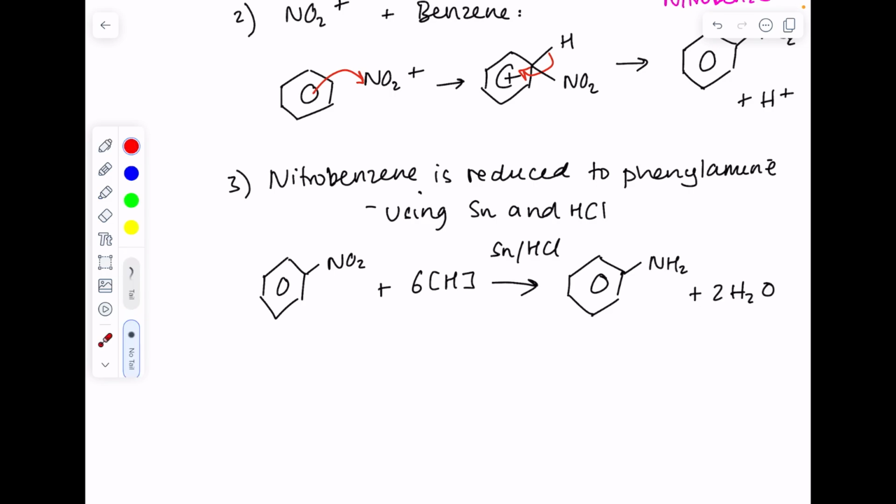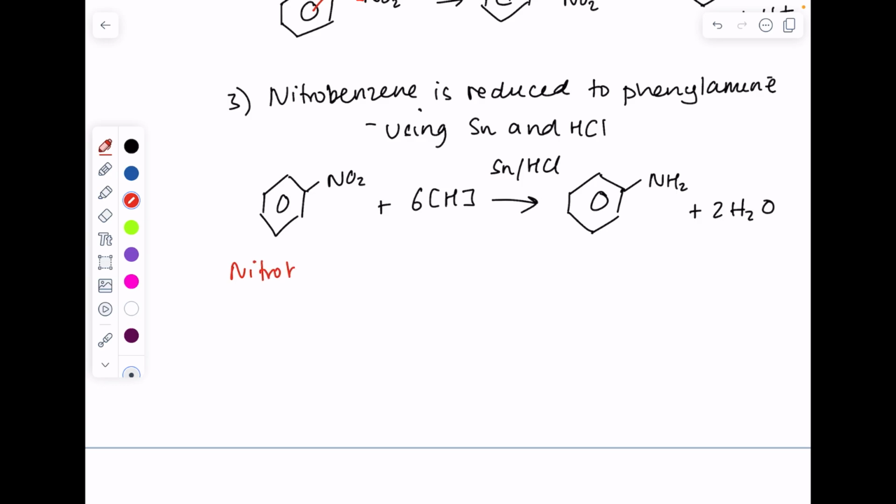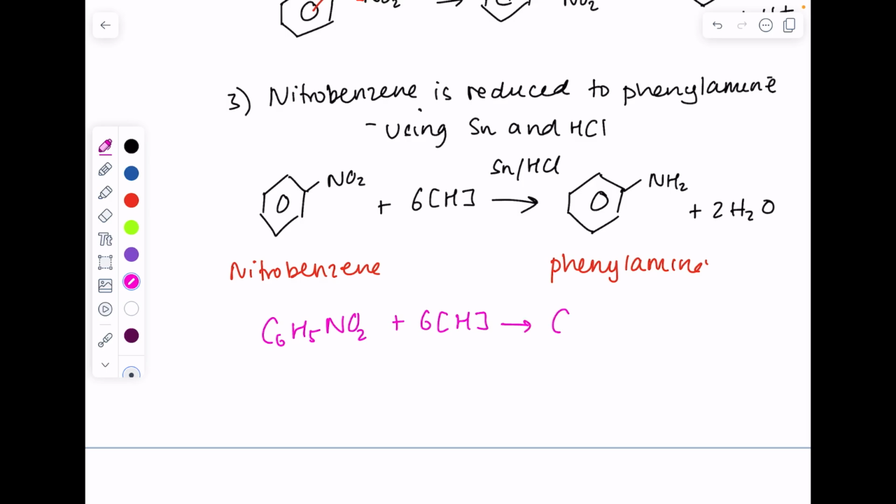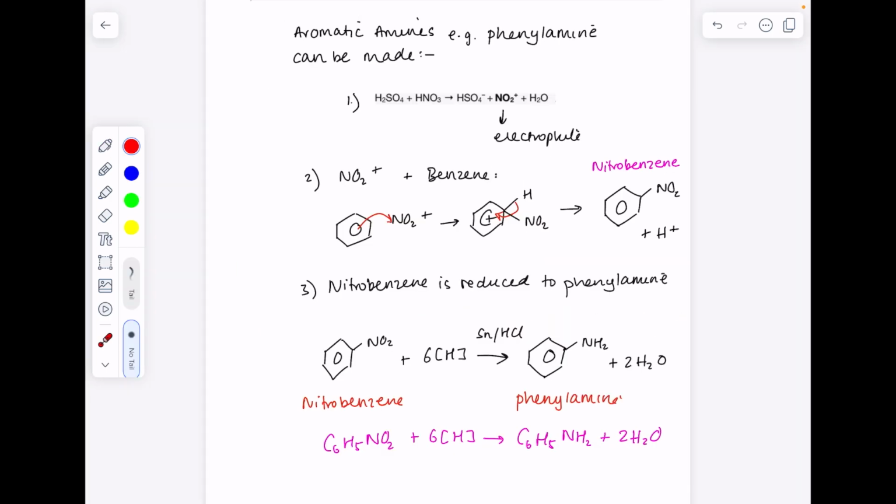Now these aromatic amines, the aromatic, remember, because they contain a benzene ring, are used to manufacture dyes. Here's our nitrobenzene. Here's our phenylamine. Let's look at our overall equation. Always looking at the overview.